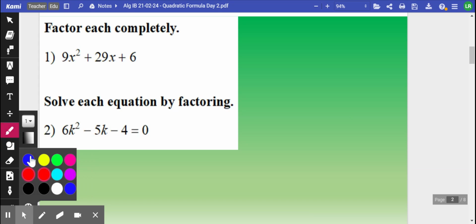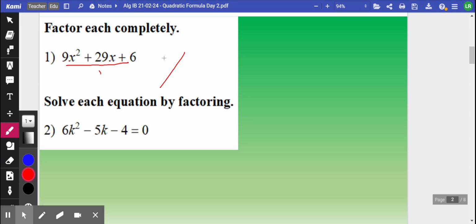Okay. So start off. What can I divide out? One, it's done. Okay. Magic numbers. Multiplies to be 54. Adds up to be 29. So we got 1 times 54 is 54. 1 plus 54 is 55. Not it. 2. 54 divided by 2 is 27. Aha, 2 tries. Found it. Okay, so we got our magic numbers, 2 and 27.